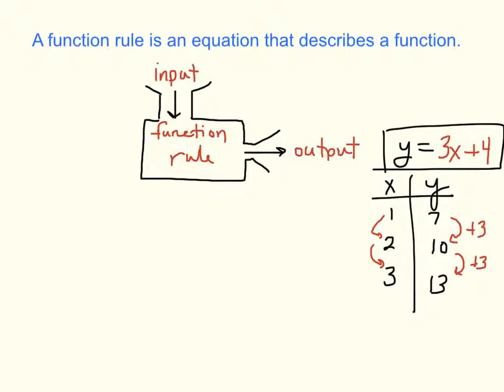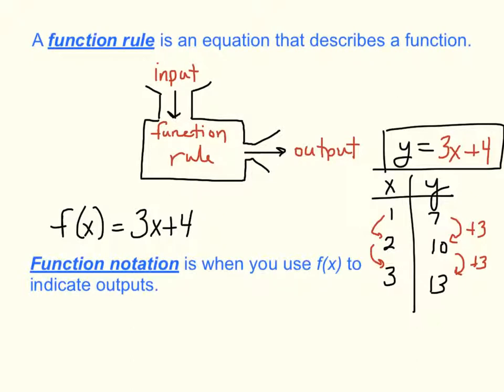Now, this is important. This is probably new for you. Another way to write the function y equals 3x plus 4 is this way: f of x equals 3x plus 4. This is called function notation. Function notation is when you use f of x to indicate outputs. You read this as f of x, or you can say f is a function of x. Almost all of your teachers will say f of x. Also, you will hear g of x, h of x; those also indicate functions of x.